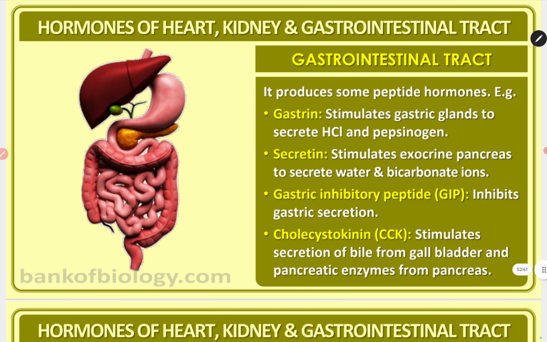Coming to gastrointestinal tract, it produces some peptide hormones, for example gastrin, which stimulates gastric glands to secrete HCl and pepsinogen. Secretin stimulates exocrine pancreas to secrete water and bicarbonate ions. Gastric inhibitory peptide, GIP, inhibits the gastric secretion, and cholecystokinin, CCK, stimulates secretion of the bile from gallbladder and pancreatic enzyme from the pancreas.